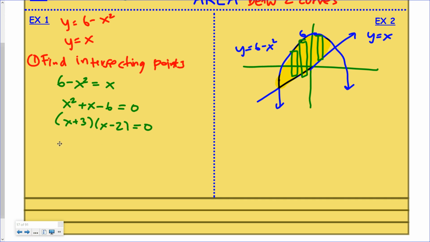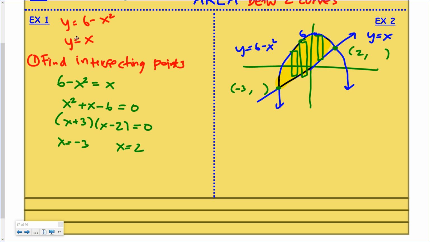And then I'll get x is equal to negative 3 and x is equal to 2. So what that means is this point right here, which one makes more sense? Would it be the negative 3 or the 2? It'd be the negative 3. Over here, this point right here, these are the intersecting points. This would be 2 comma something. How do I get the y value?